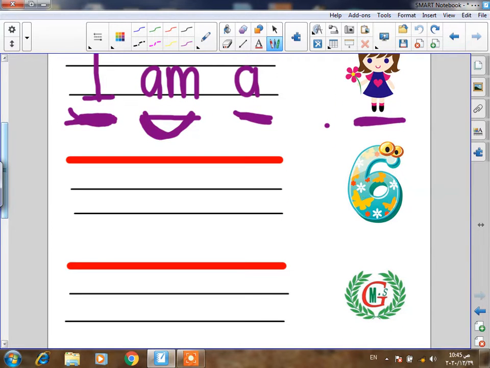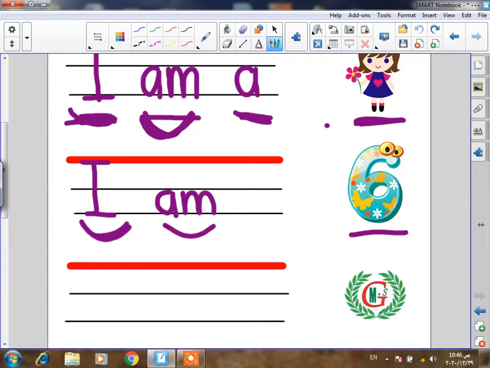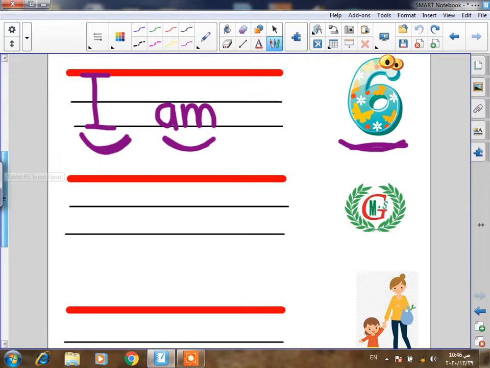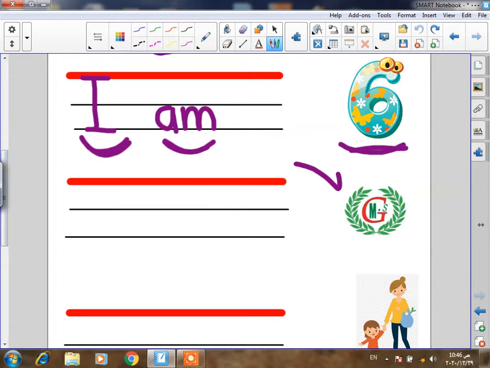Kg1, how old are you? I am. How do we write am? A. I am six. Let's try to read it. I am six. Put a picture of number six. If you are five, you will put a picture of number five.